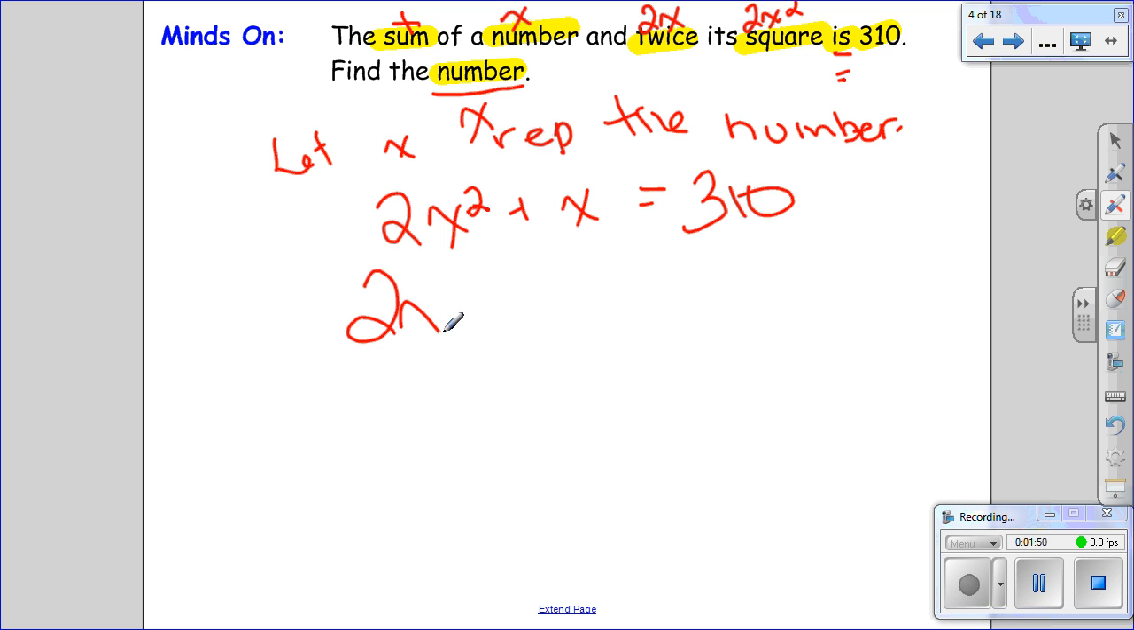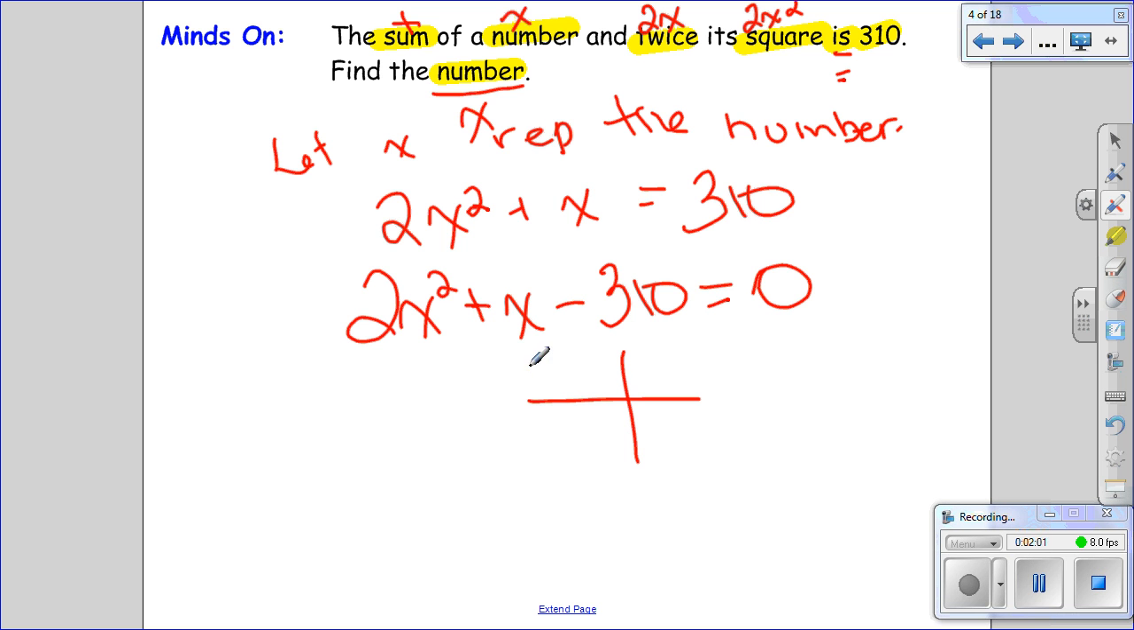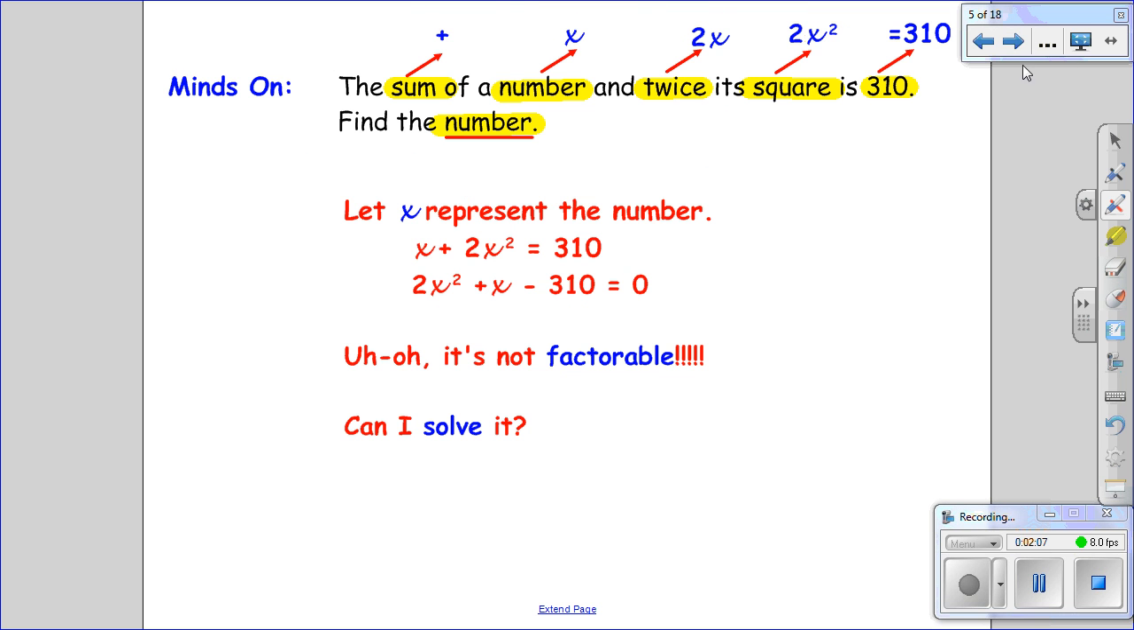Now I know to solve a quadratic equation, I need to have all my terms on one side and have it set equal to 0. So I'm going to move the 310 to the left. And now I need two numbers that have a product of negative 610 and a sum of 1, and those numbers don't exist. I can't solve it right now.